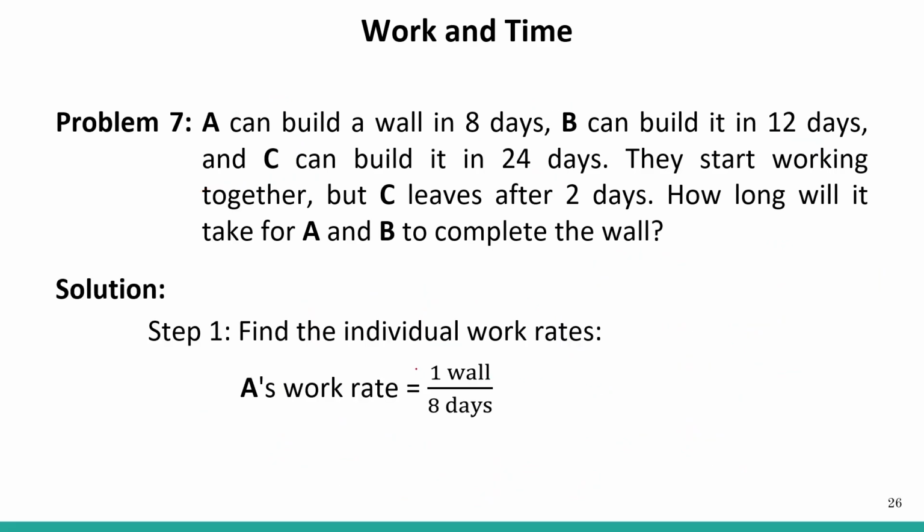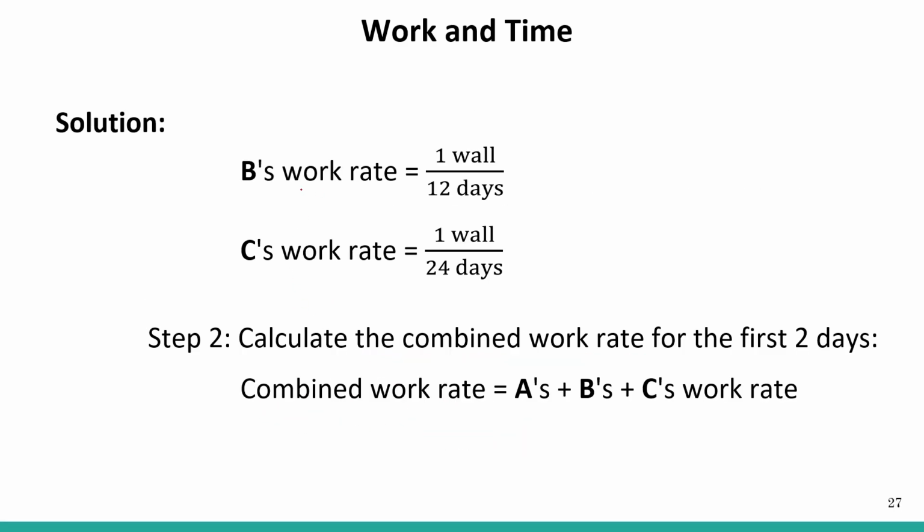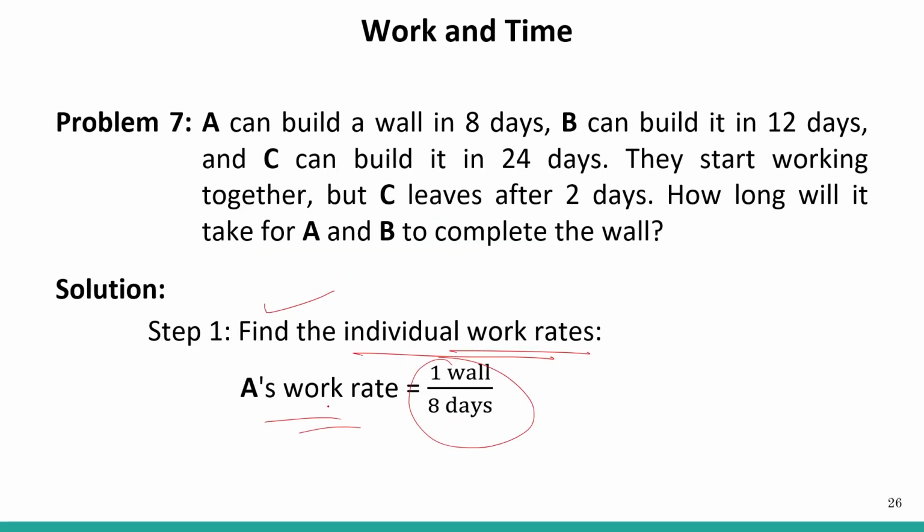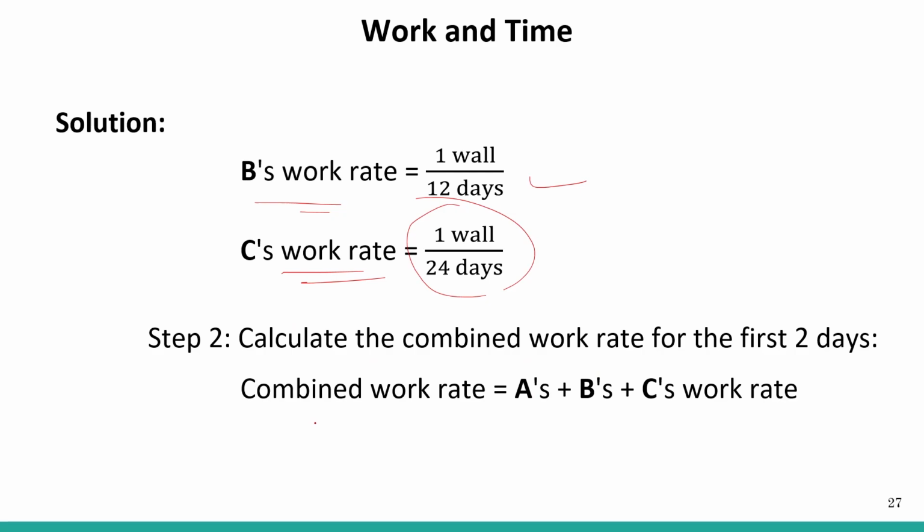So let's see a step-by-step solution. First, we found out the individual work rates. A's work rate is 1 by 8, so 1 wall per 8 days. B's work rate is 1 wall per 12 days, and C's work rate is 1 wall per 24 days. So we have written the 3 work rates, that is work rate of A, B, and C as 1 by 8, 1 by 12, and 1 by 24 wall per day respectively.